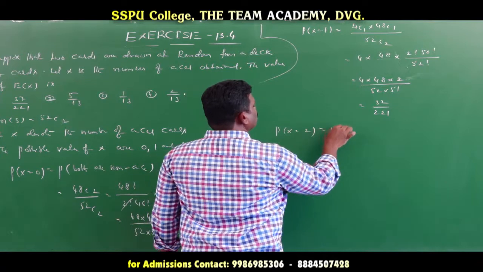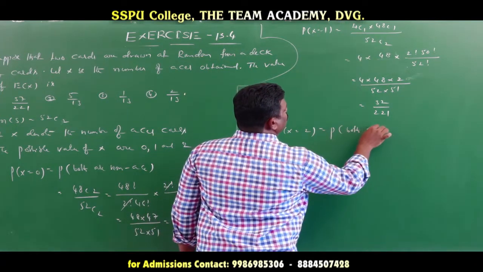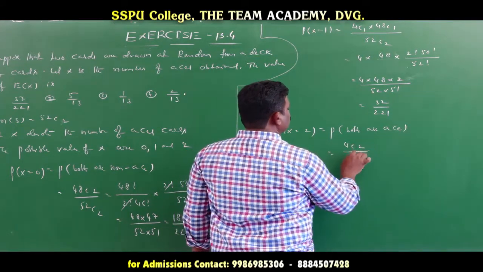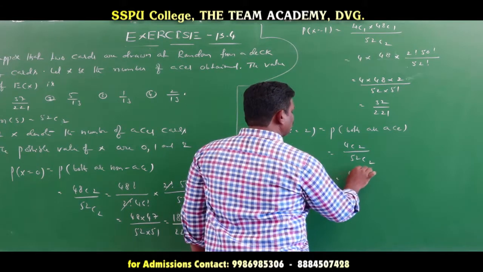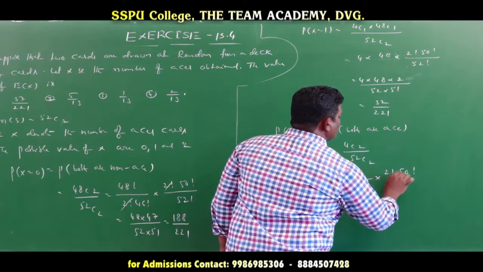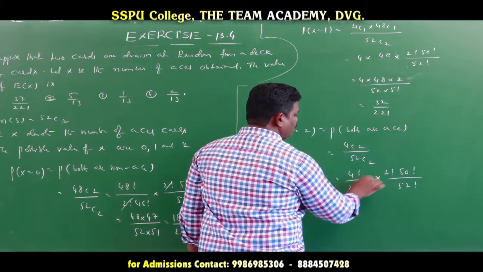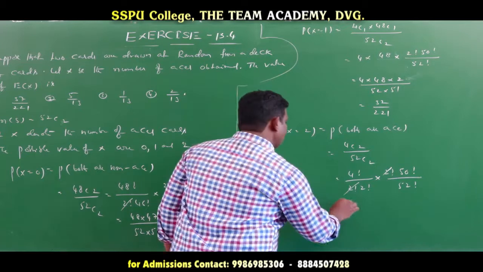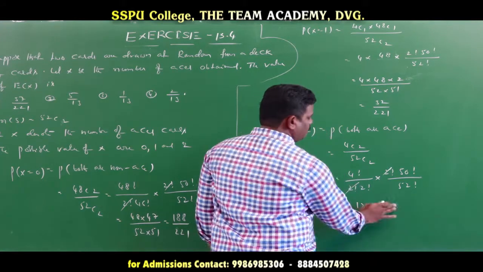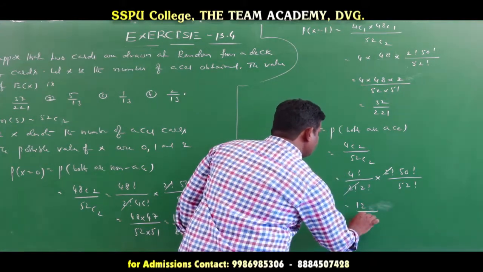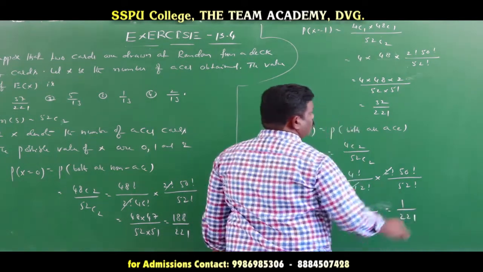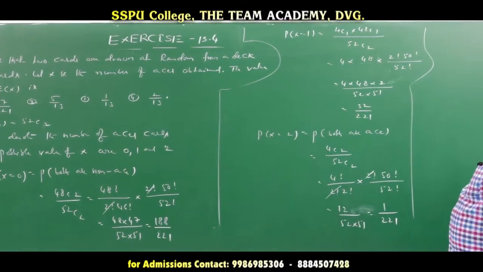So both are ace cards. Probability of both being ace cards means 4C2 by 52C2, that is equal to 4 factorial by 2 factorial into 2 factorial, 50 factorial by 2 factorial, 2 factorial cancels. This is 24, 4 factorial means 12 into, this value how much? 50 into 50 factorial cancels. So this value is equal to 52 into 51, that is equal to 1 by 221. Okay, now we cancel, then we get 221.